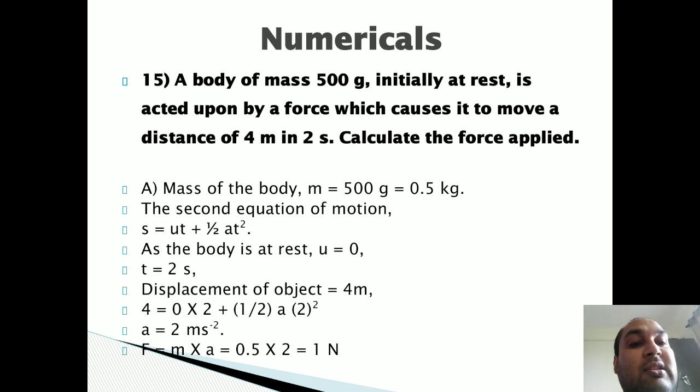So over here what will happen? Half a into 2 square. So the 2 and half will get cancelled. So it will be 4 upon 2. 4 upon 2 is what? 2. So acceleration is 2 meter per second square.